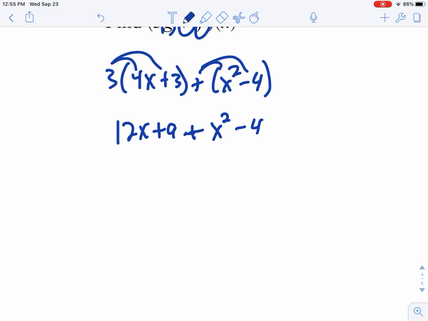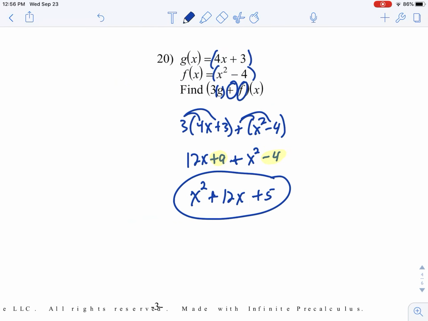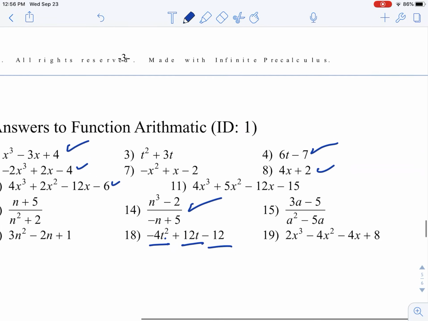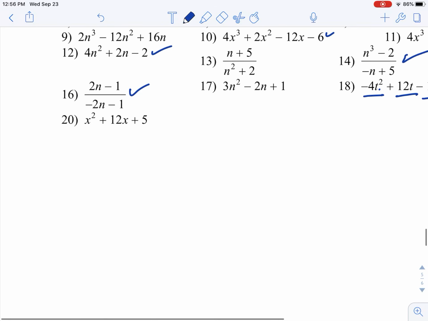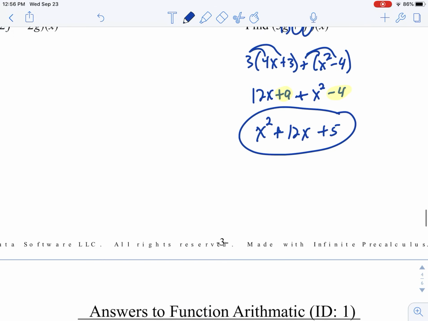When you combine like terms, the only like terms are those, so I'm going to go ahead and write positive x squared first. This is a positive 12x, so plus 12x. Positive 9 minus 4 is positive 5. And that ought to be the answer to number 20. Oops, I was going to say nope. There it is, right there, looking good.